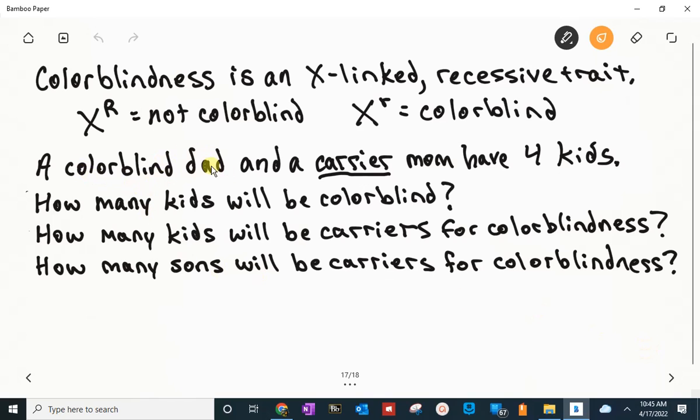Now let's try another one. A colorblind dad. So if the dad's colorblind, we know he's going to have a lowercase r on his X chromosome, and the Y chromosome just has nothing.